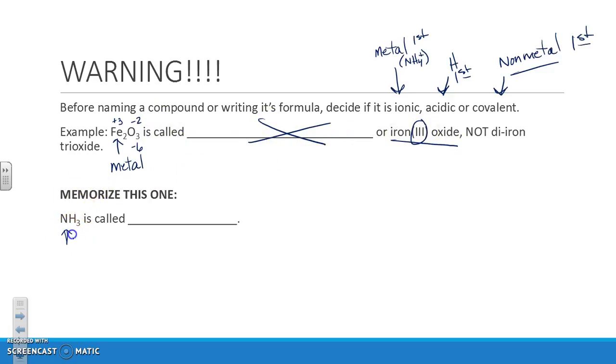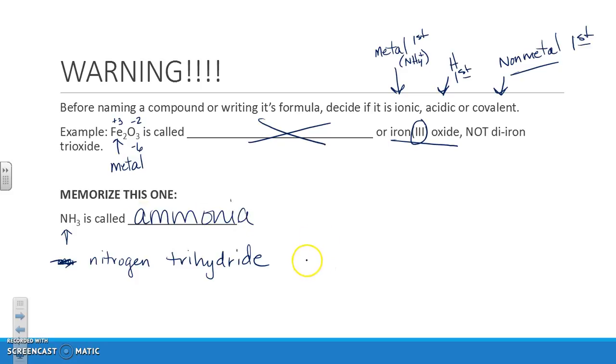All right, on this last one, it says memorize this. If we were to use the regular naming for this, we would say that, ooh, this is a covalent compound. It would be, I'm not even going to go through the steps, it would be nitrogen trihydride. Okay, and if you said that, yeah, you're not wrong. But we call this by its common name, which is ammonia. So just memorize that, okay? Just like H2O, do we call it dihydrogen monoxide? No, we call it water. It's just its common name. That's all.